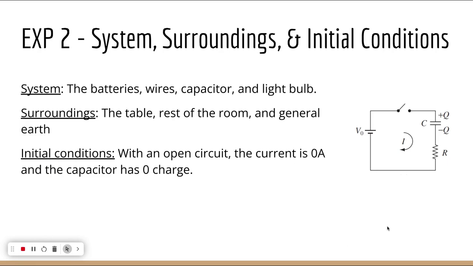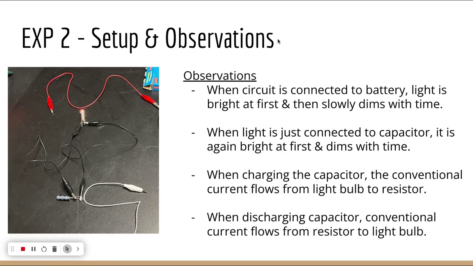So experiment 2, you see here, except without a switch, we just manually connect the wires. We have a battery. In the system, we have the batteries, the wires, the capacitor, and the light bulb. The surroundings is everything else. And the initial condition is open circuit, current is 0 amperes, capacitor has 0 charge.